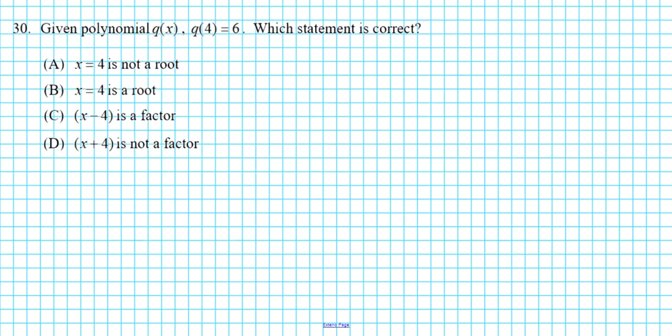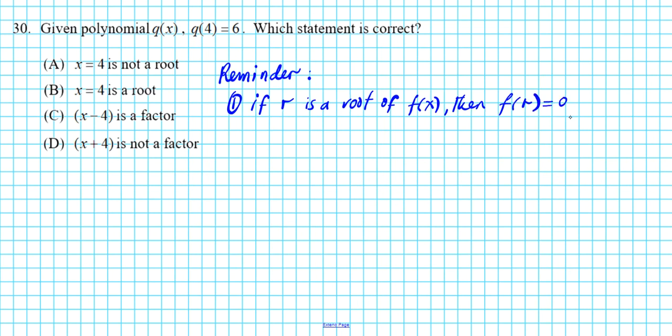Alright, let's take a look at question 30. It says, given the polynomial q of x and q of 4 equals 6, which statement is correct? Alright, real quick reminder concerning roots or factors of a polynomial, okay? Reminder number 1. If r is a root of some polynomial f of x, guess what? Then the function evaluated at that root is going to give you 0.